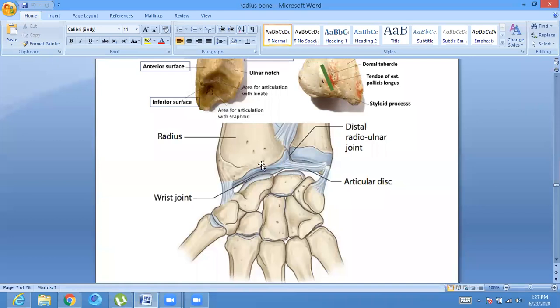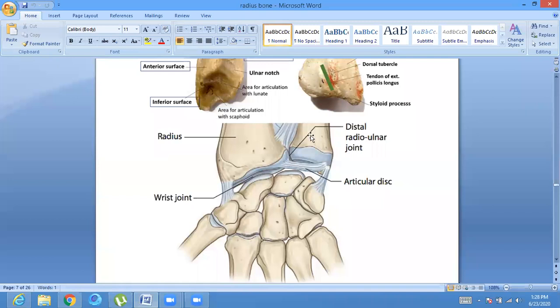What is its purpose? It is going to separate the wrist joint from the inferior radioulnar joint. Is it clear, why the disc is attached here? Because it is separating these two joints. And here you can see that, due to the presence of this articular disc, the ulna does not take part in the formation of the wrist joint. That's why the wrist joint is called the radiocarpal joint. Is it clear?